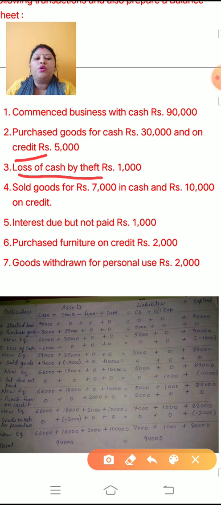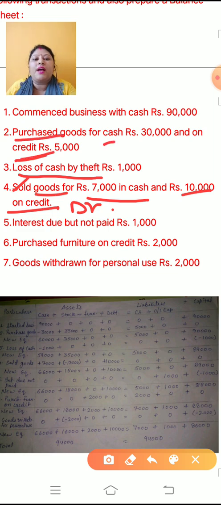Now next is sold goods for 7000 in cash, so the cash and goods columns are already done. Now rupees 10,000 on credit. Children, here sold on credit means you have to make the debtor column, and purchased on credit you have to make the creditor column. Note down these two things in your rough notebook, on the backside of the paper. Do not forget, do not confuse.